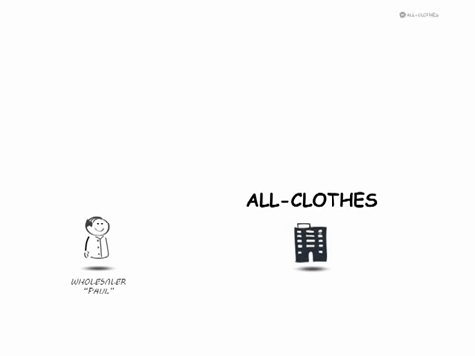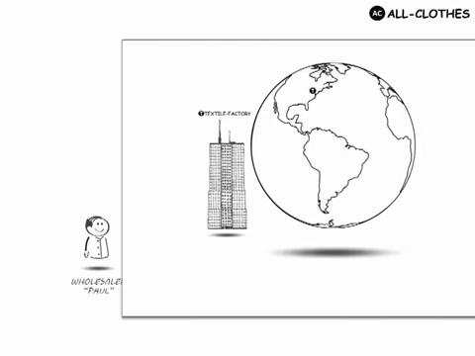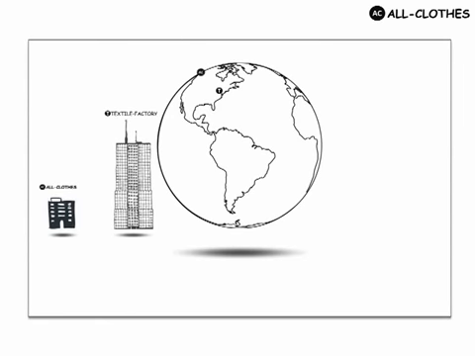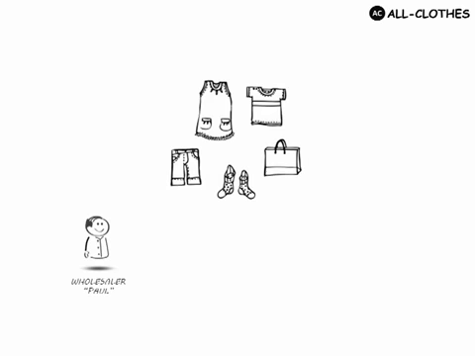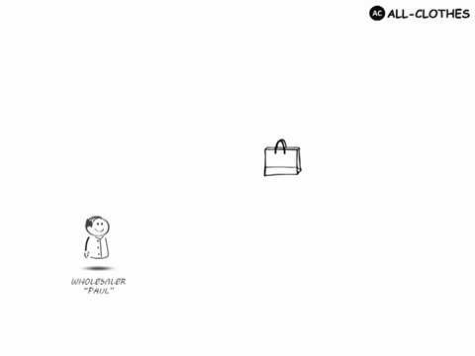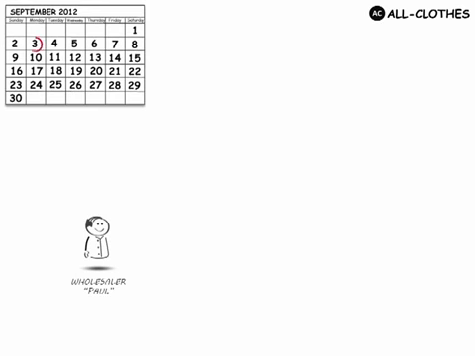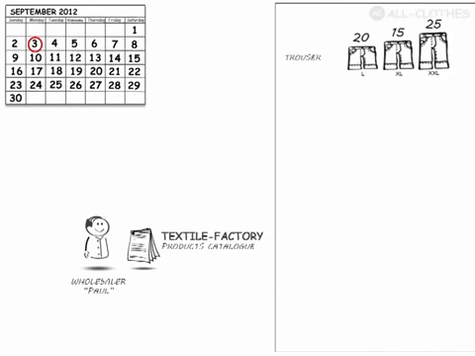Paul is the owner of a wholesale clothing business. He's been a customer of Textile Factory for years. Paul needs to place a clothing order to supply smaller retail stores. He consults the Textile Factory 2011 product catalog on the 3rd, which is the last catalog he was sent.